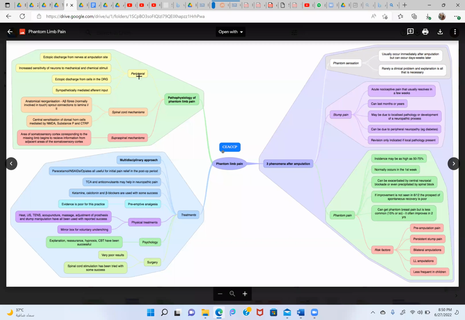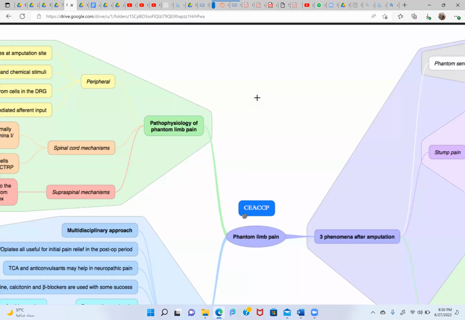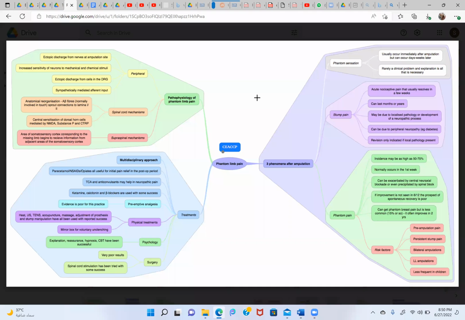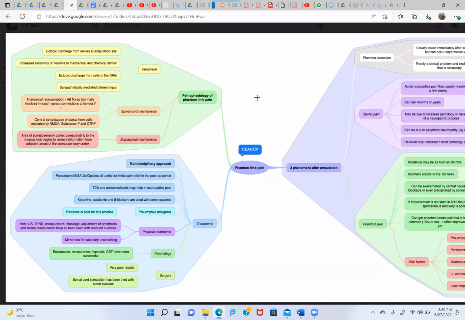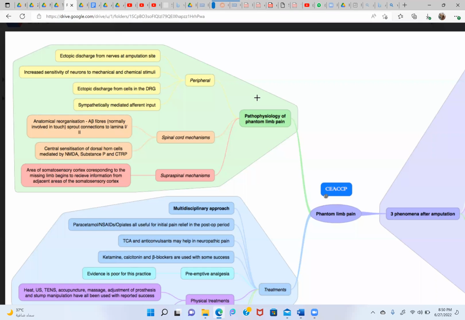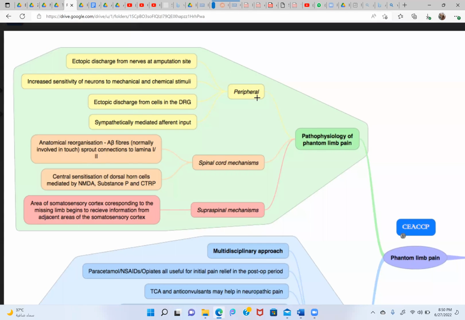Dr. Dishan, can I explain a bit? Yes, please. Yes, there are three theories about this pain: the peripheral theory, the spinal cord level, and the central level. The peripheral problem is that in the region where the amputation has occurred, the peripheral nerves are damaged and sprout to form neuromas, and that will cause the pain.